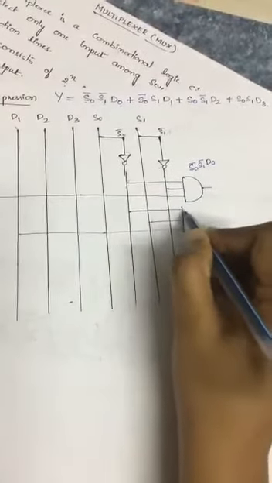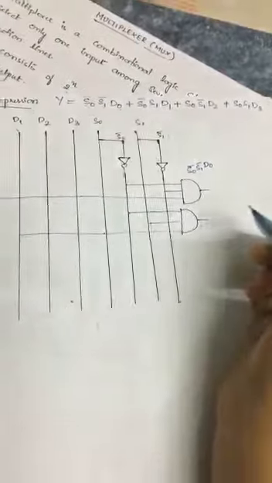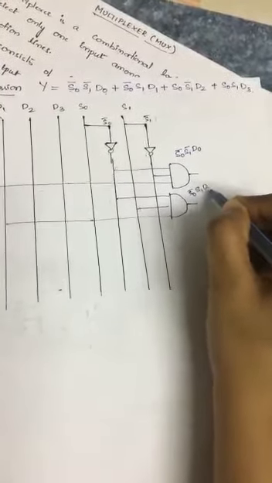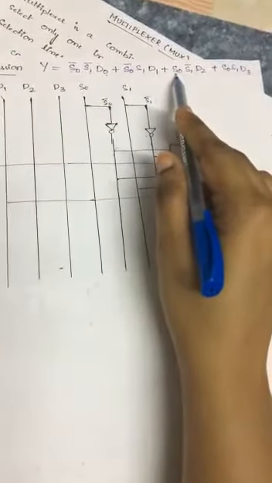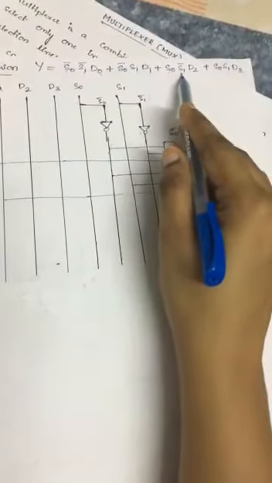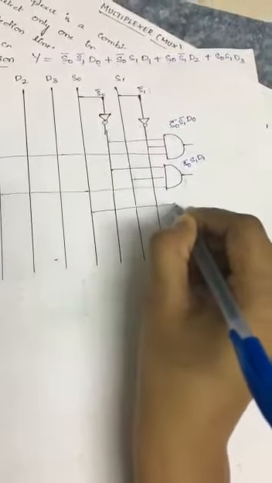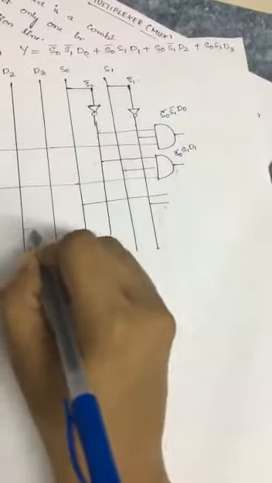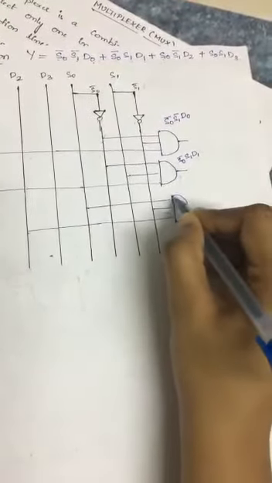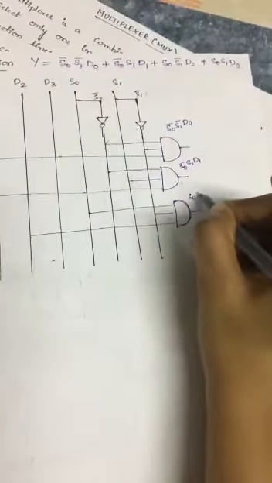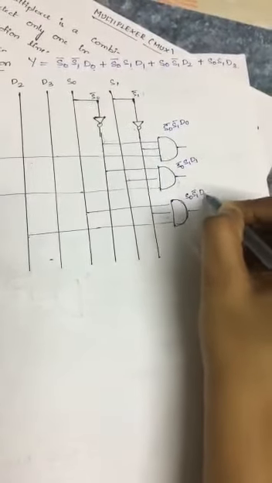I am connecting all these 3 inputs to another AND gate, so that I am going to get S naught bar, S1, D1. And next I am going to have S naught, S1 bar and D2. So I am taking S naught as one input, S1 bar as another input, and D2 as another input, and I am connecting all these 3 inputs to an AND gate, so that I am going to get S naught, S1 bar and D2.